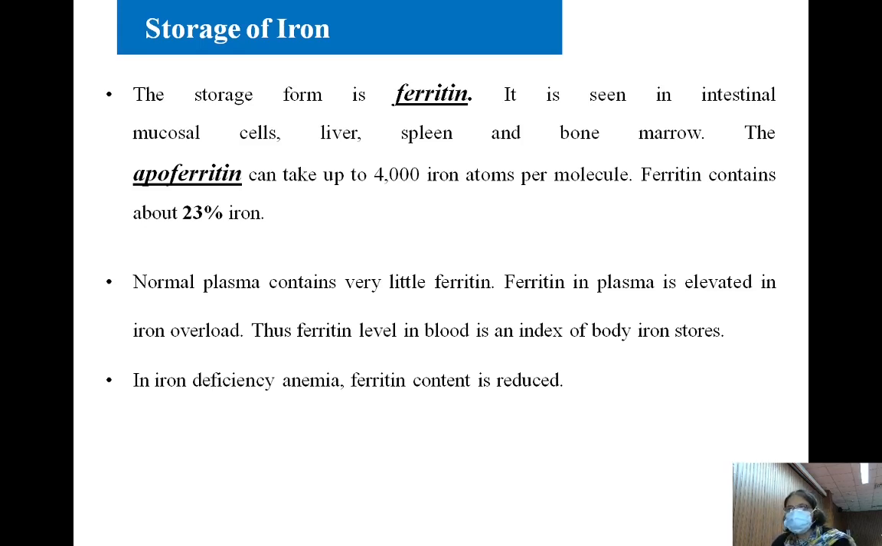Normal plasma contains very little ferritin. Ferritin in plasma is elevated in iron overload. Thus, the ferritin level in blood is an index of body iron store. Serum ferritin level is always estimated by the chemiluminescent assay. In iron deficiency anemia, ferritin content is reduced.